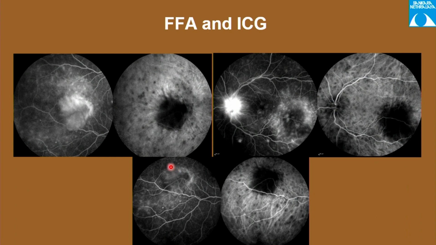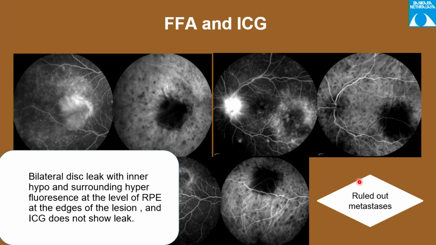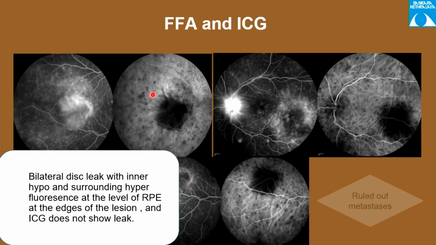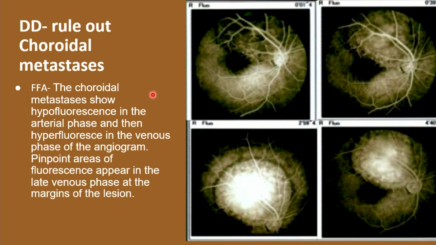So FFA and ICGA were done, and you can see there is a hyperfluorescent lesion. Progressively it is hypofluorescent, but surrounded by hyperfluorescent margins. And on ICGA you have this blocked fluorescence seen throughout all the phases. So we ruled out metastasis, because this is how a metastatic lesion looks.